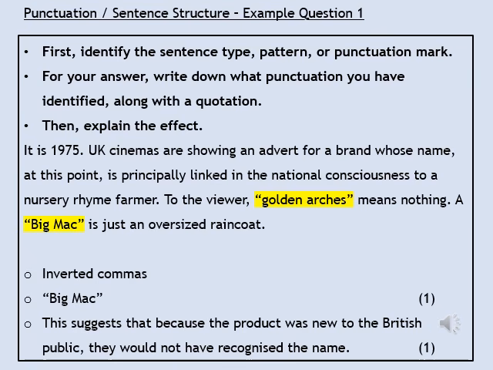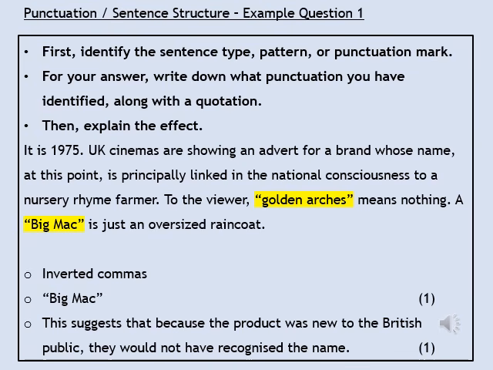For a punctuation question, what we must first do is identify the sentence type, pattern, or punctuation mark that we're going to be writing on. In this extract, we can see there are 2 examples of inverted commas being used. We can see them highlighted here, golden arches and Big Mac. For our answer, let's focus on Big Mac.